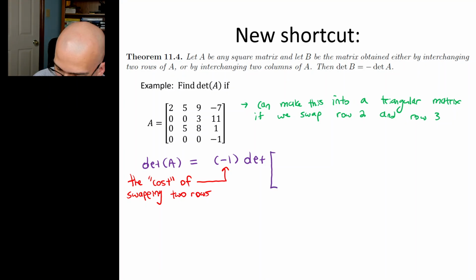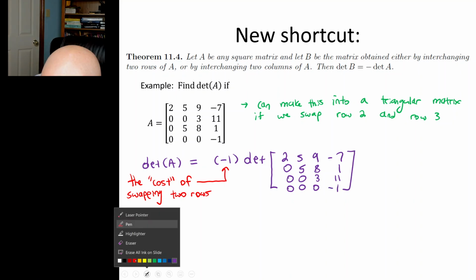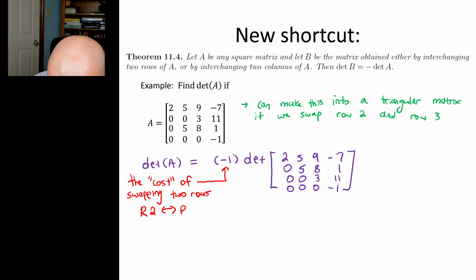We have 2, 5, 9, negative 7, 0, 5, 8, 1, 0, 0, 3, 11, 0, 0, 0, negative 1. And what we did is we swapped row 2 with row 3. Okay, now this is a triangular matrix, so we can use a triangular matrix. It's upper triangular. You use the shortcut.